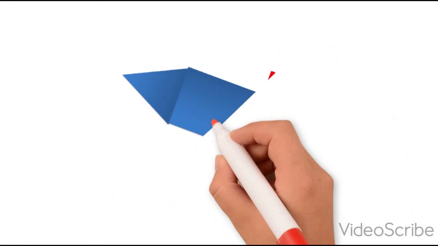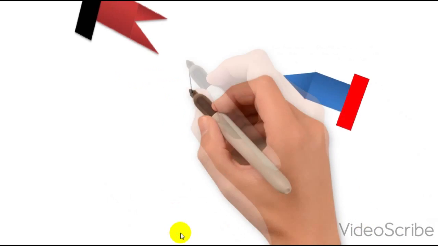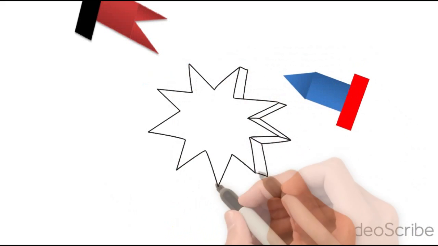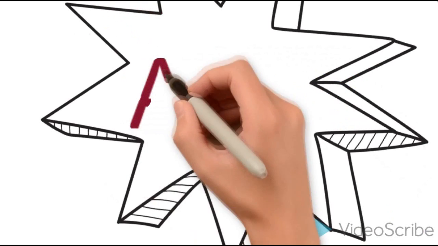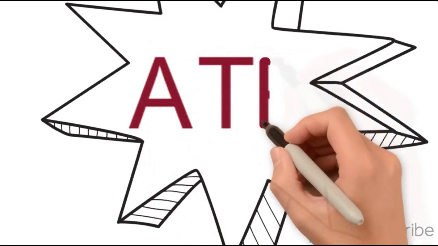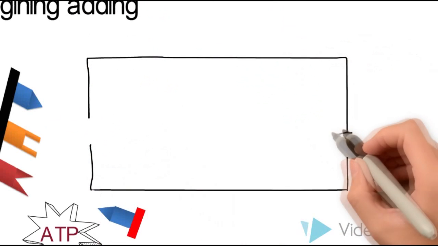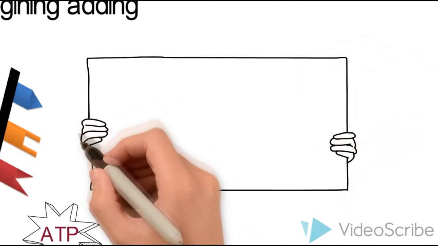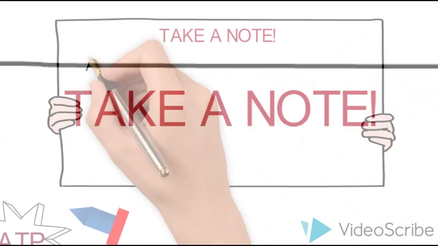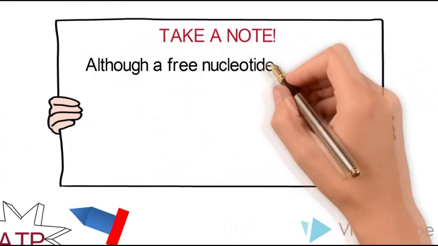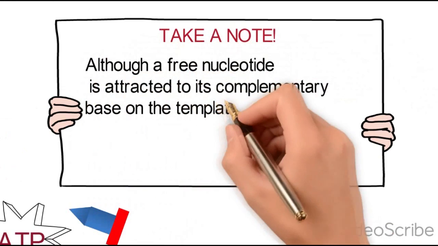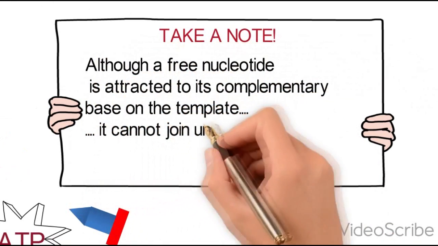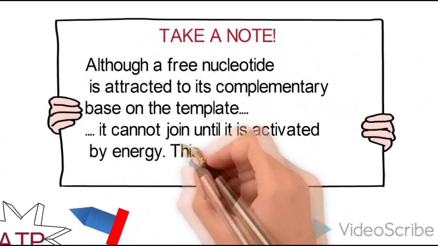Let's imagine that it's adenine triphosphate. So it's adenine. And when adenine attaches to thymine, it needs ATP. So here you can take a note. A free nucleotide is attached to its complementary base on the template, but it cannot join until it is supplied with energy. This energy is supplied by ATP.